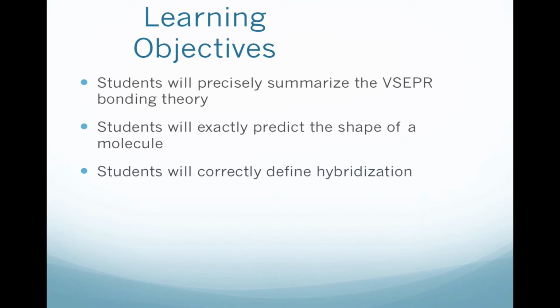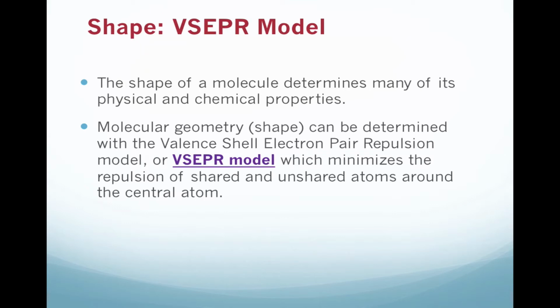This is Chapter 8, Covalent Bonding, Part 4. In this video, we're going to look at what we call VSEPR bonding theory and how it applies to molecules. We're going to actually predict the shape of a molecule based on the theory. And then lastly, we're going to look at what is hybridization.